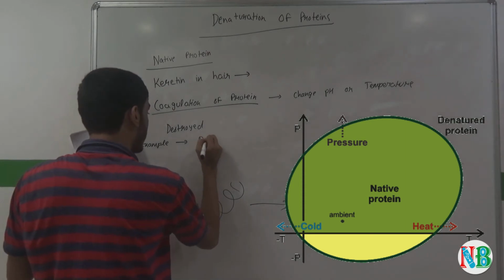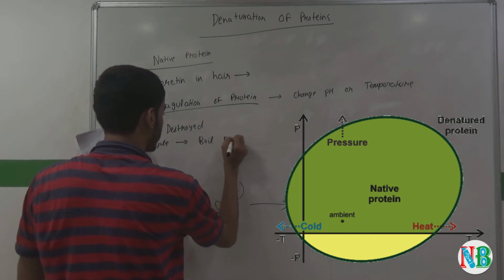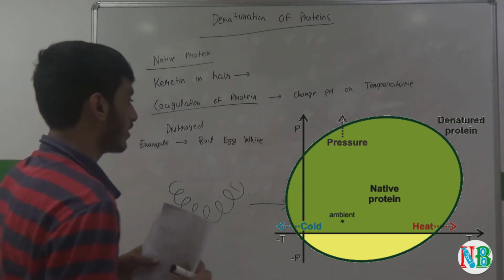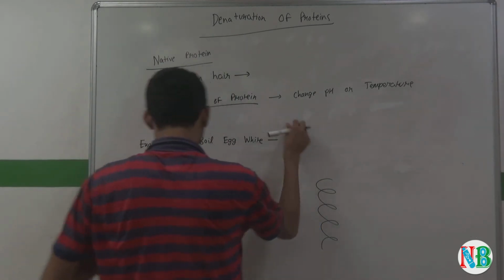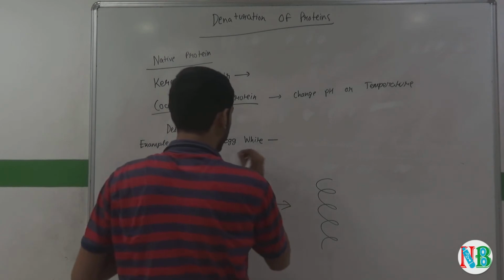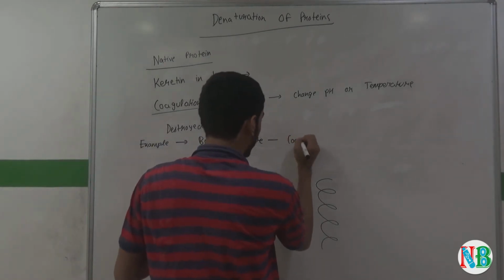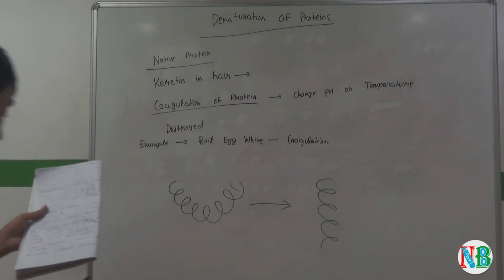So when you boil your egg white, you do the process of denaturation. When you boil egg white, it is a coagulation process. That is an example.